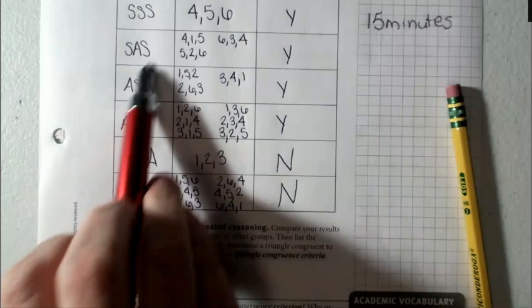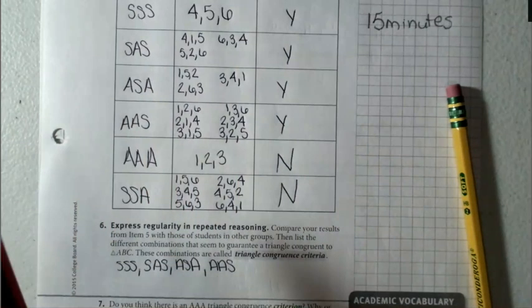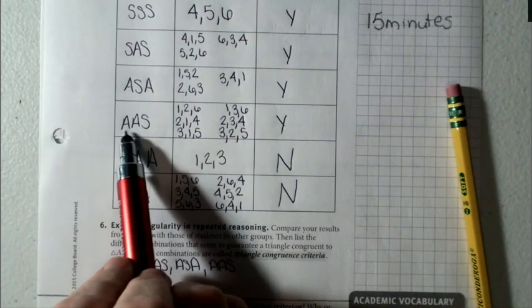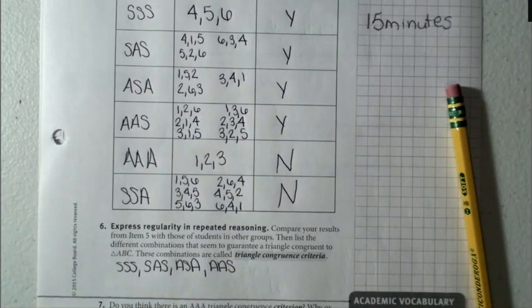Angle side angle. I tried the different combinations here. Again, I got it to work every time. If we have angle angle side, so if I put 1, 2, and 6 together, I would always get the same triangle congruent regardless. Okay.